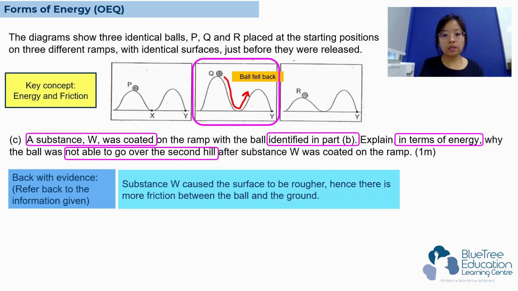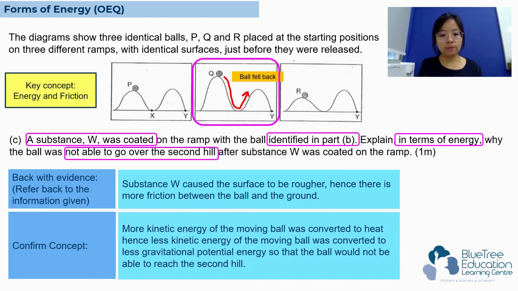substance W has caused the surface of the ramp to be rougher, and therefore there is more friction between the ball and the ground. Remember, when we talk about friction, we always talk about between two different surfaces. Now we confirm the concept. So more kinetic energy of the moving ball was converted to heat energy. Therefore, less kinetic energy of the moving ball was converted to gravitational potential energy, such that the ball would not be able to reach the second hill and will not be able to reach point Y as well.